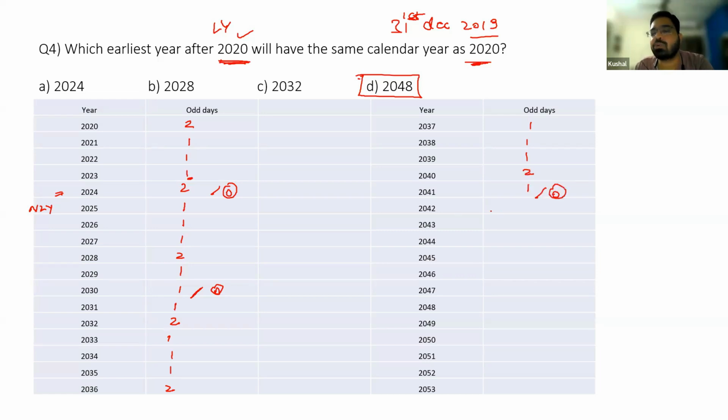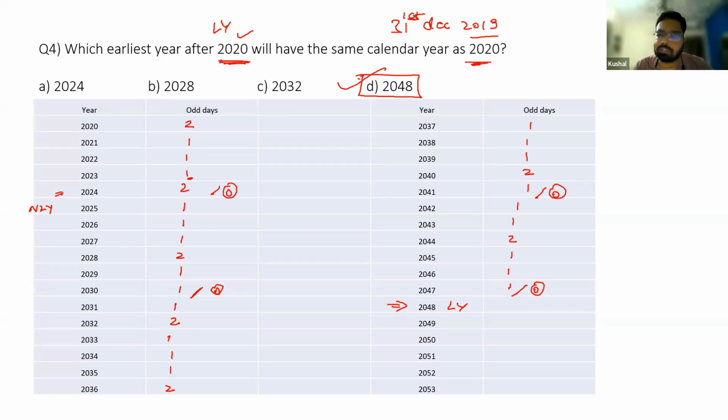But again, 2042 is not a leap year. So again, I'll start with 1, 2, 3, 4, 5, 6, 7, 0. 2048. Is it a leap year? Yes, it is a leap year. So the answer to this question should be option D, 2048. Any doubts, anyone? Any further?